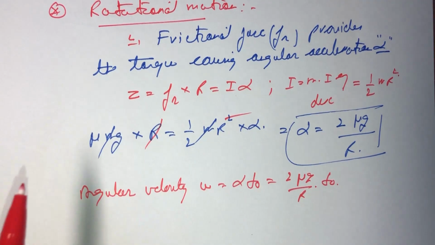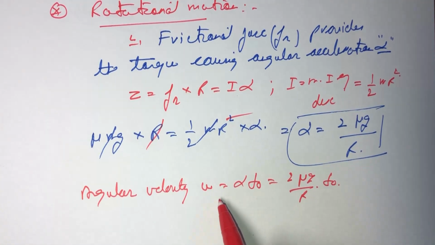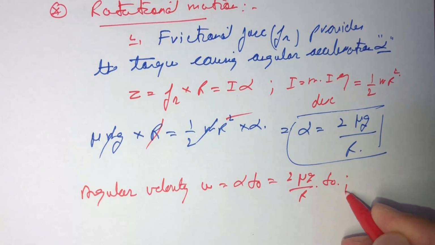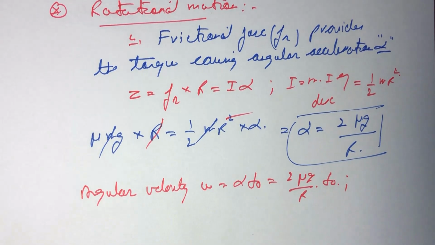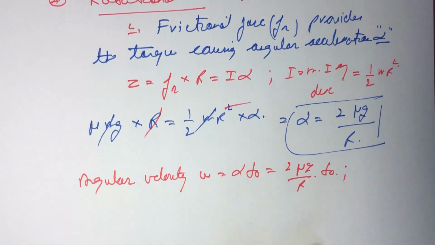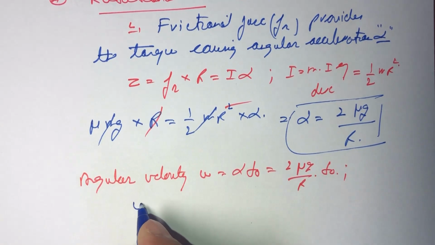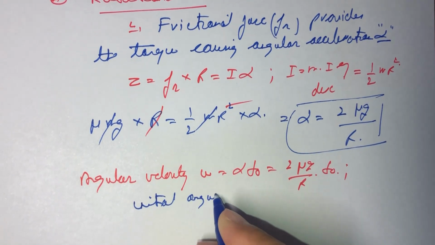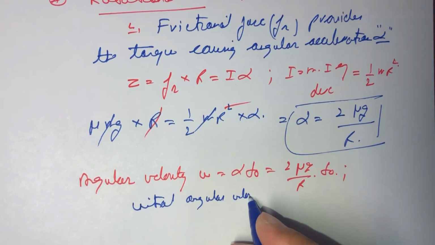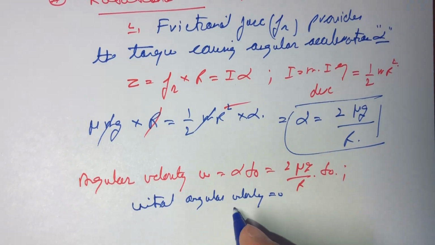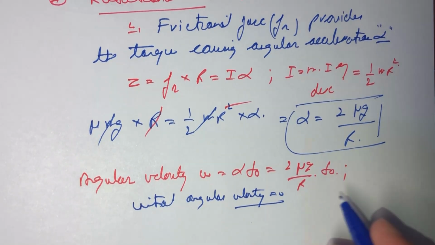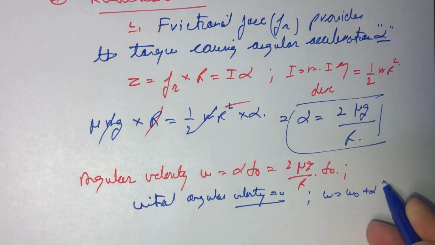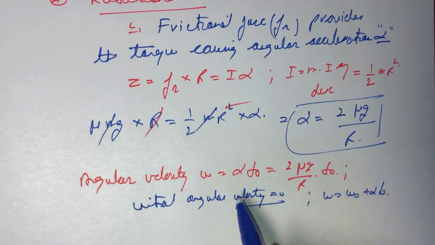In this case, your initial angular velocity, that is omega naught, is equal to 0. From here we can say initial angular velocity is equal to 0. So using the standard formula that omega is equal to omega naught plus alpha t naught, we get this expression.